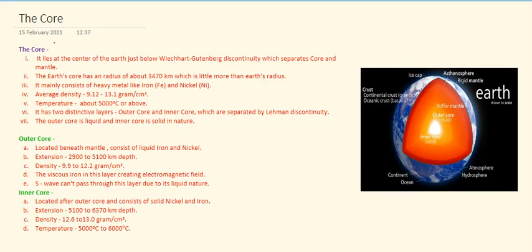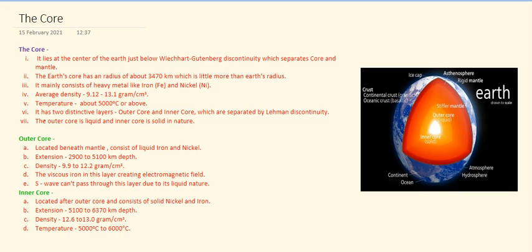The core lies at the center of the earth, just below the Wiechert-Gutenberg discontinuity, which separates core and mantle. The Earth's core has a radius of about 3470 km, which is a little more than half of the Earth's radius. It mainly consists of heavy metals like iron and nickel. The average density in this layer differs from 9.1 to 13.1 gram per cubic centimeter. The temperature in this layer generally remains between 5000 to 6000 degrees, sometimes it may extend upward.